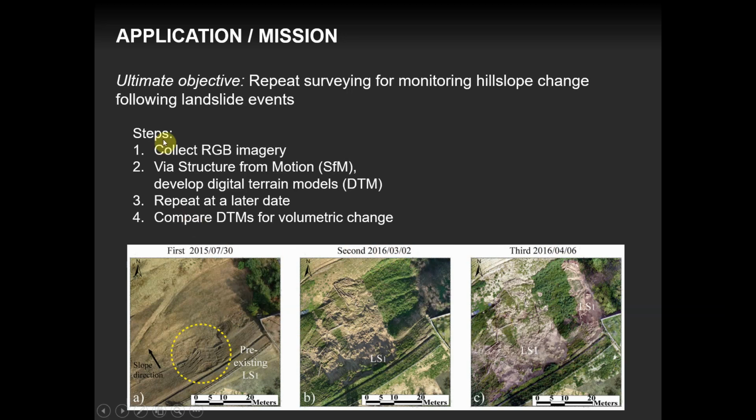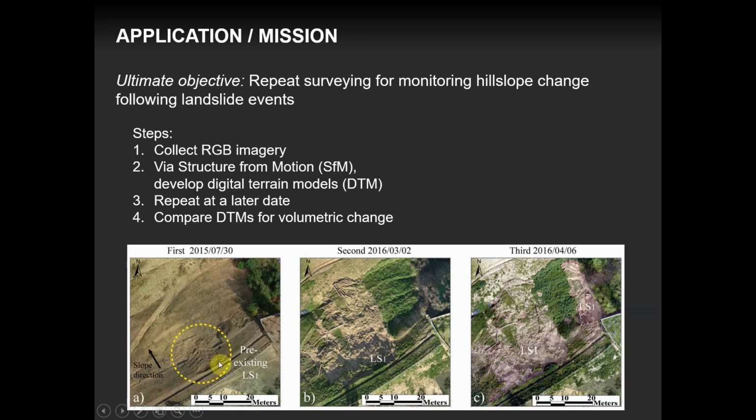And in effect, the steps here are to collect that RGB imagery, develop the DTM using structure from motion, repeat this at some later date, and then you now have multiple digital terrain models to compare, and you can look at volumetric change, you can look at a long profile change, etc. So you can see in these photos, okay, at time step number 1 or 0 perhaps, you have this headscarp forming.